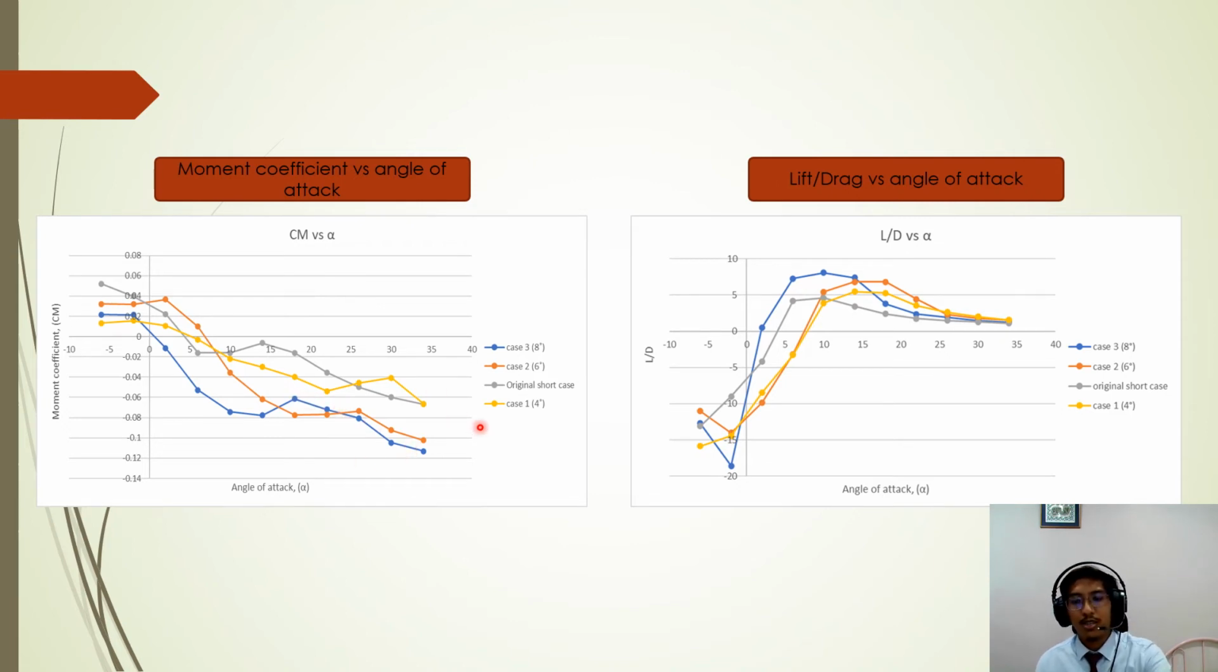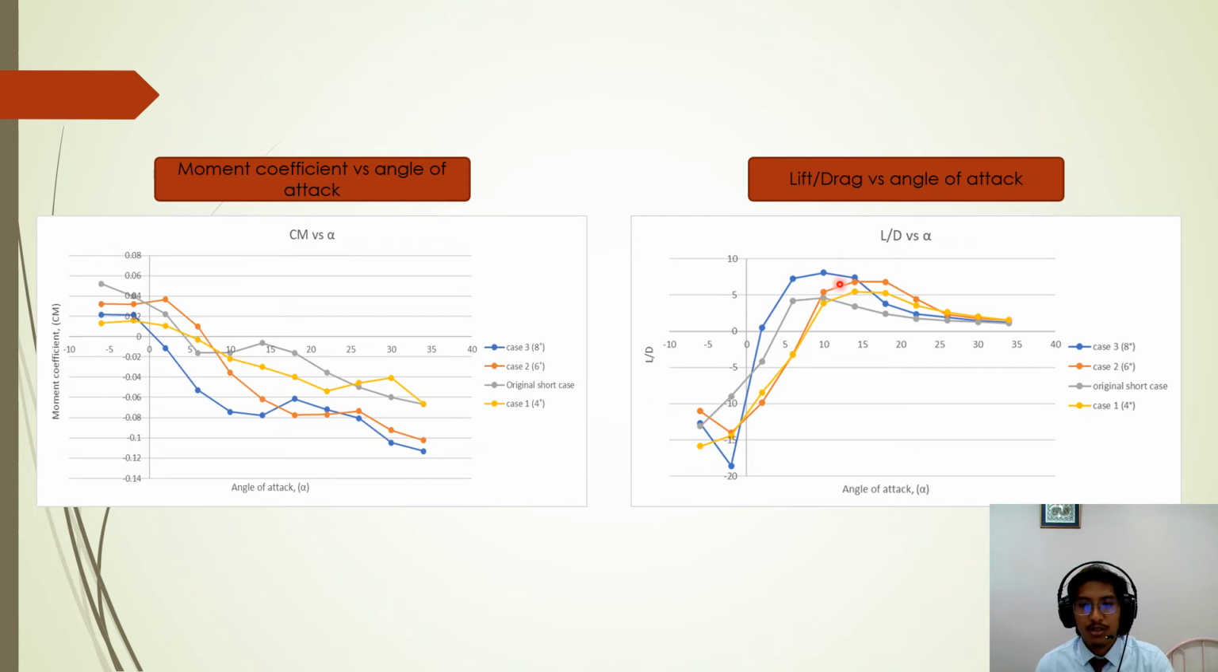So next one is the lift drag versus angle of attack. As you can see, case 3 has the highest lift drag ratio, followed by case 2 and case 1, and lastly the original short case.